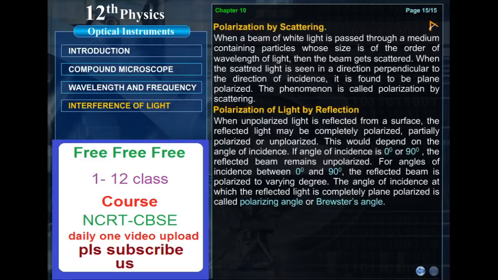Polarization of light by reflection. When unpolarized light is reflected from a surface, the reflected light may be completely polarized, partially polarized, or unpolarized. This would depend on the angle of incidence. If the angle of incidence is 0 degree or 90 degree, the reflected beam remains unpolarized. For angles of incidence between 0 degree and 90 degree, the reflected beam is polarized to varying degree. The angle of incidence at which the reflected light is completely plane polarized is called the polarizing angle or Brewster's angle.